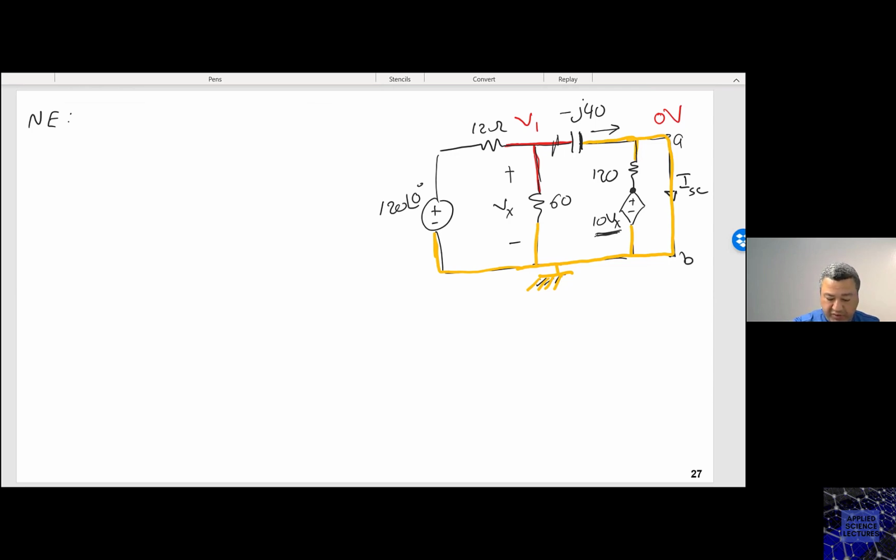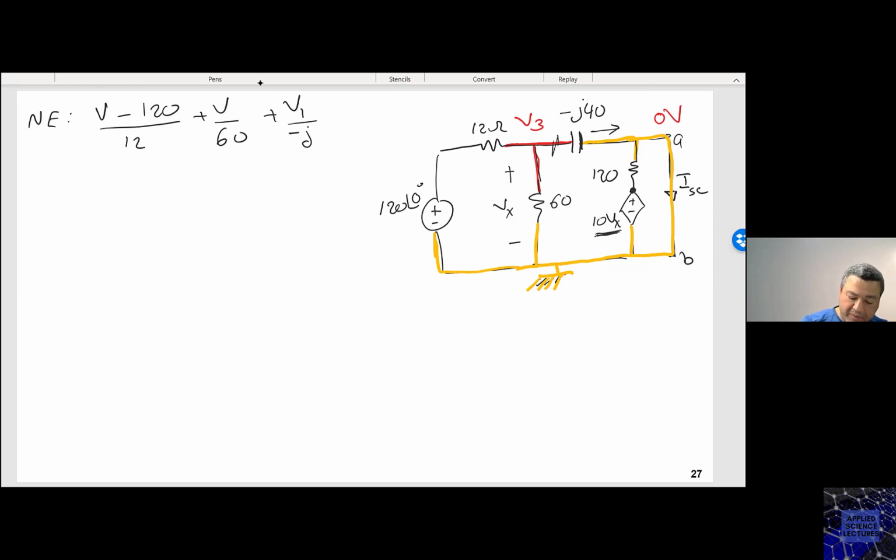So the first nodal equation, which is (V1 minus 120) divided by 12, plus V1 over 60, plus V1 over minus j. And by the way, this V1 is different than the other V1. So if you want to avoid the confusion, you can still call this one V3 if you want, just to avoid the same notation.